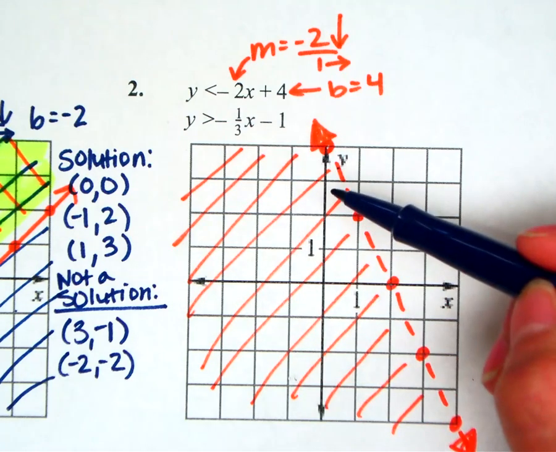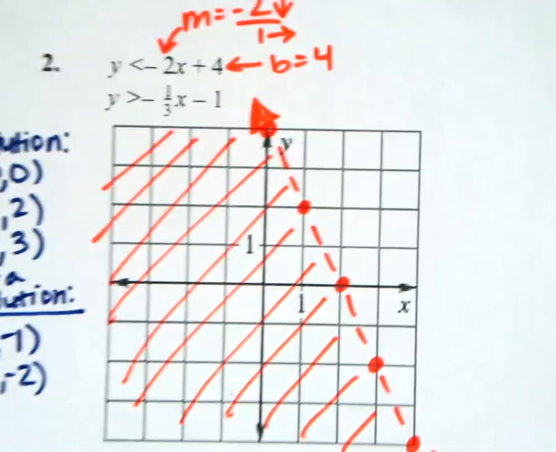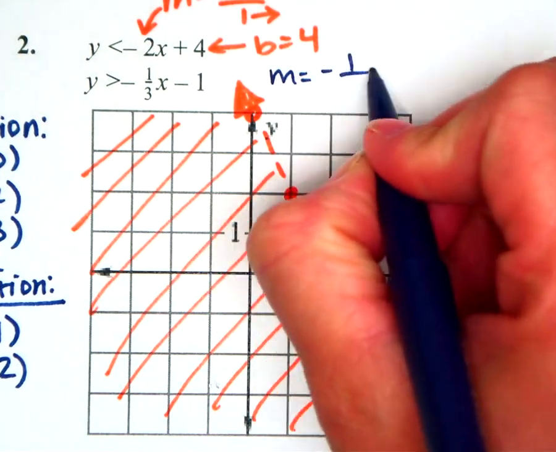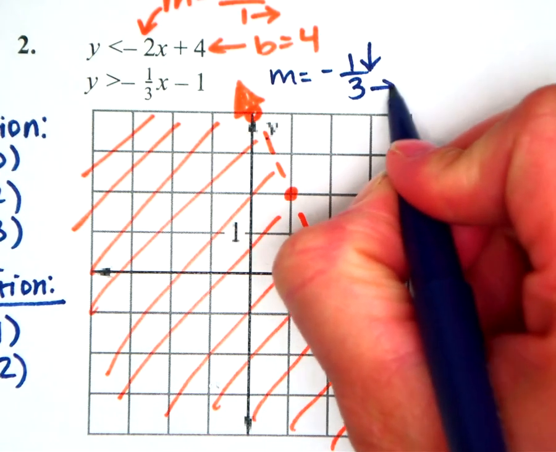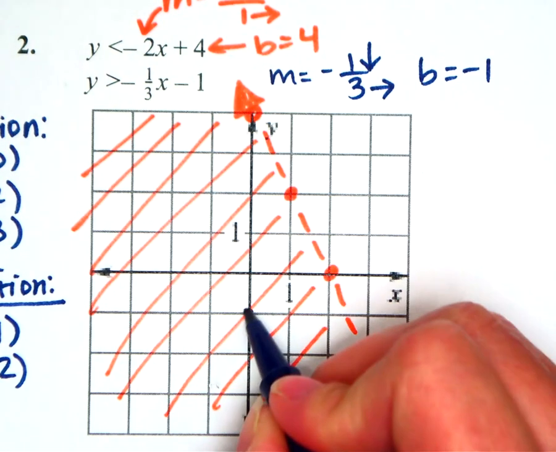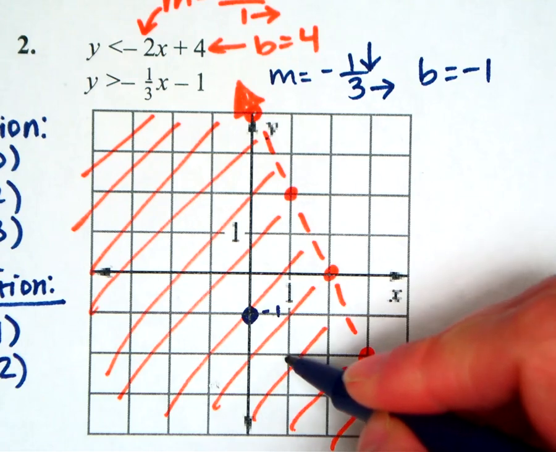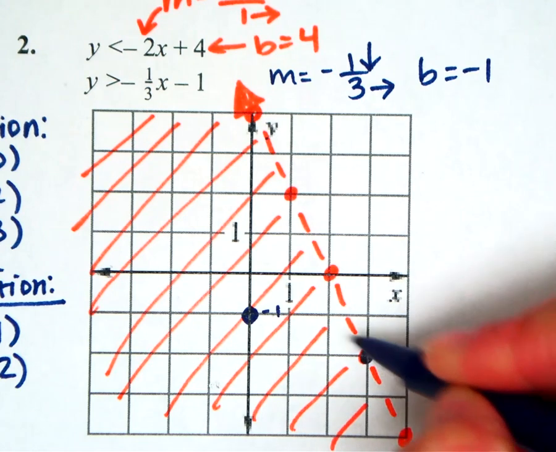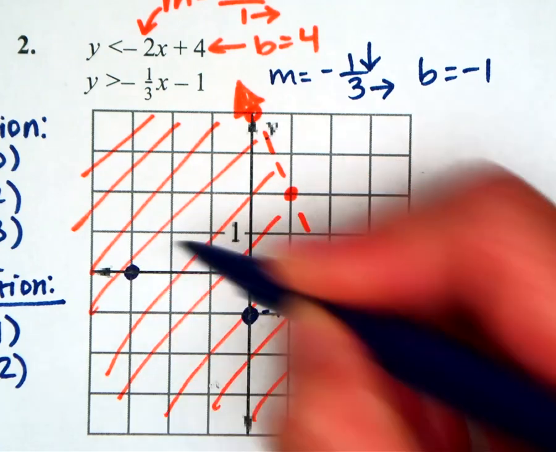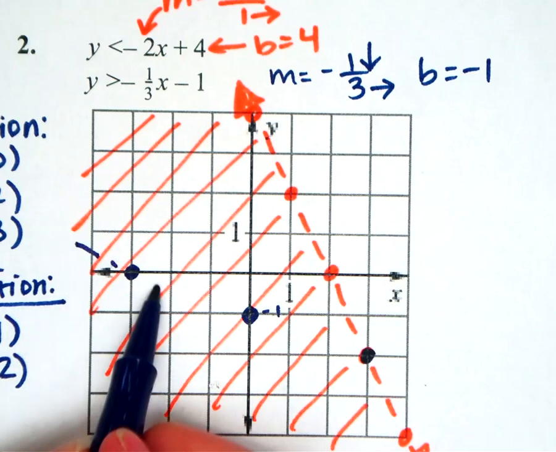Now to graph y is greater than -1/3 x minus 1. I'm going to use the slope to move, -1/3, so I'm going down 1, right 3. B is a y-intercept. My starting point's at -1. So put your point at -1 and move down 1, right 1, 2, 3. In the opposite direction, up 1, left 1, 2, 3. Again, this is a greater than symbol, so I'm going to have a dashed line.